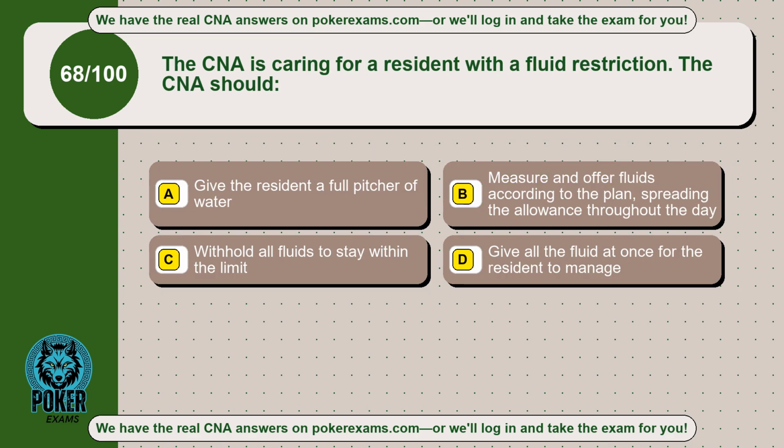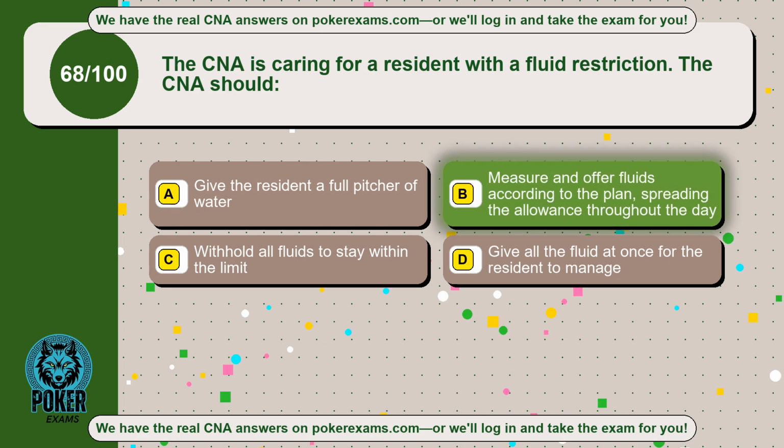Question 68. The CNA is caring for a resident with a fluid restriction. The CNA should: Option A, give the resident a full pitcher of water. Option B, measure and offer fluids according to the plan, spreading the allowance throughout the day. Option C, withhold all fluids to stay within the limit. Option D, give all the fluid at once for the resident to manage.